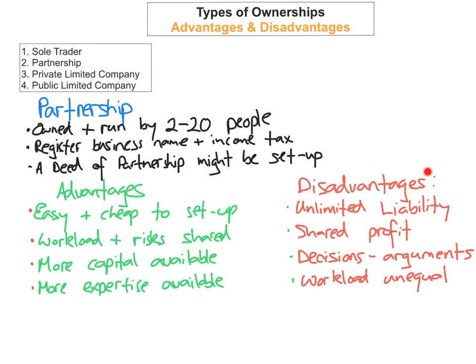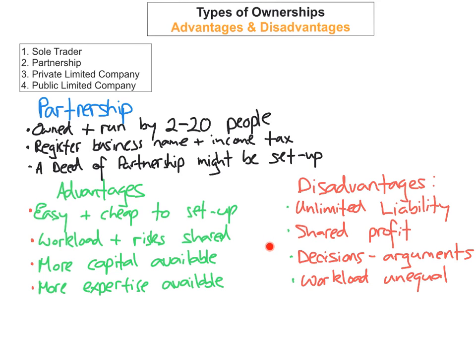So some of the disadvantages that we often find with partnerships. The biggest one is that you've got unlimited liability, just like a sole trader. So if the business goes bankrupt and there are outstanding debts, personal belongings can be taken from the partners and be sold in order to raise the money needed to pay off the debts. The profit is also going to be shared amongst the partners.